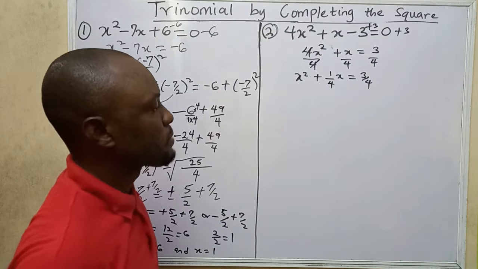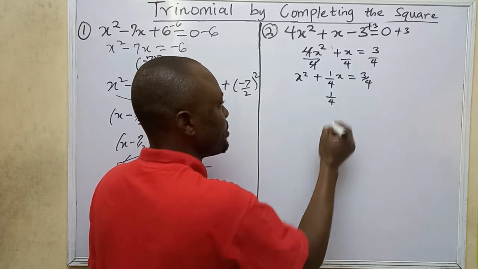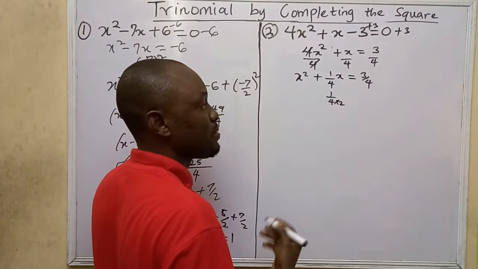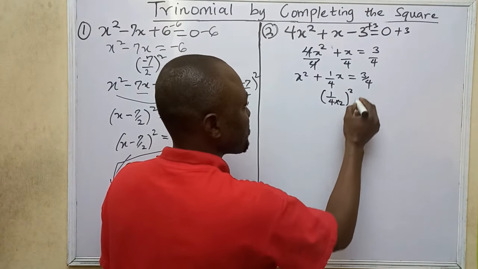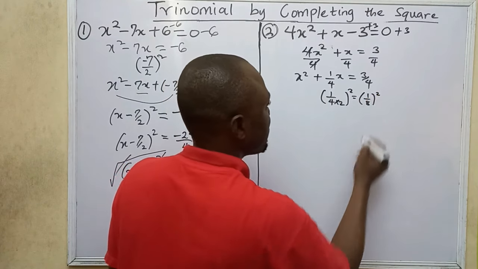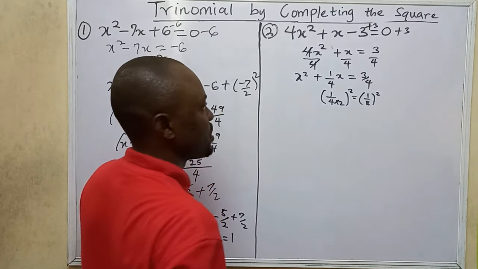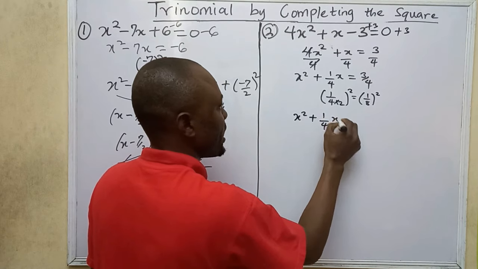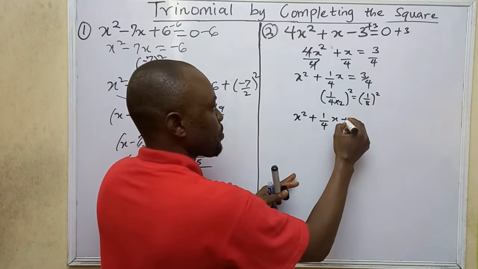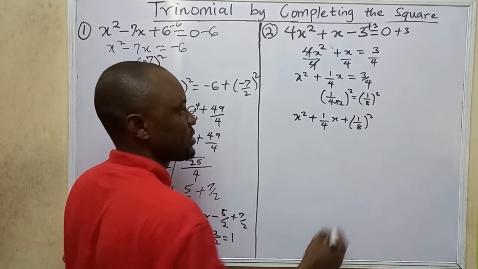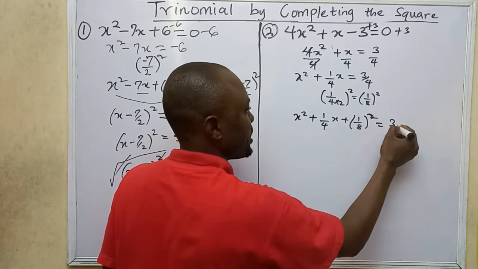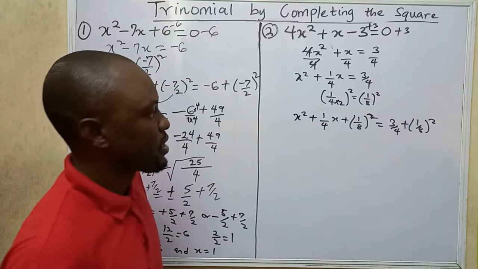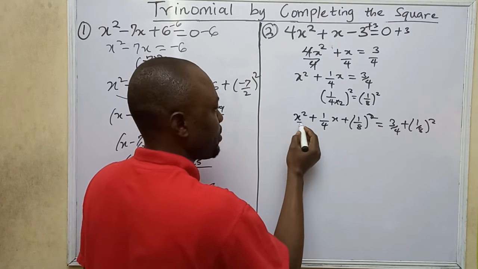Now the next step is that I need to take the middle coefficient and divide it by 2, or multiply it by 1/2. I'll square it, so I have 1/8 all squared. Then I'm going to add it to both sides of the equation. So my new expression becomes x squared plus 1/4 x, and I'm adding to this side plus 1/8 all squared, equal to 3/4 plus 1/8 all squared. All right.